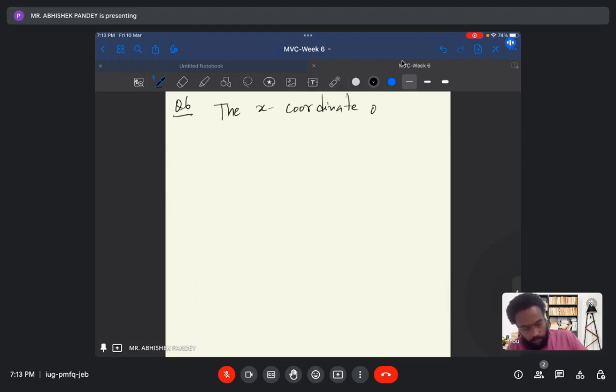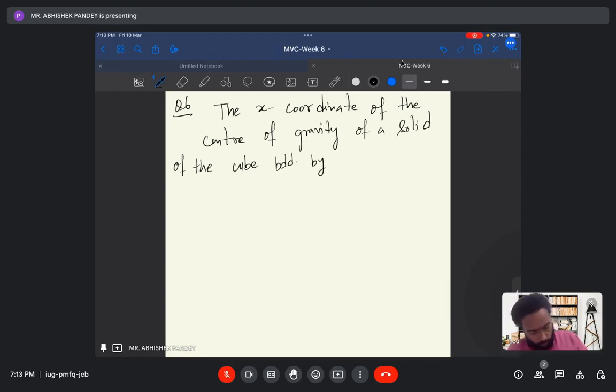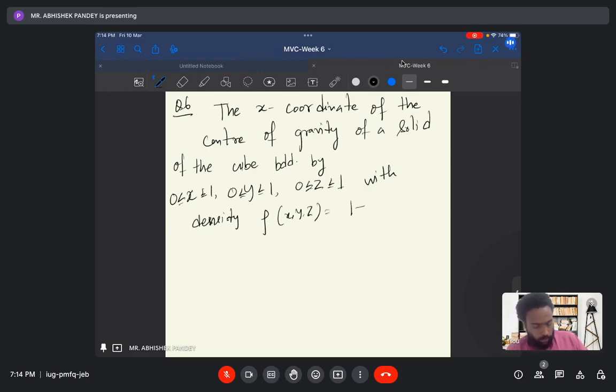The x coordinate of the center of gravity of a bounded solid, the cube bounded by x, y and z each between 0 and 1, with density rho of x y z equal to 1 plus x y z.